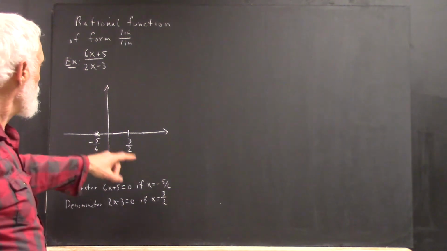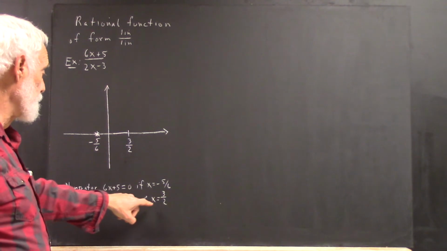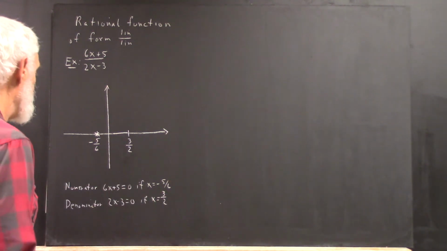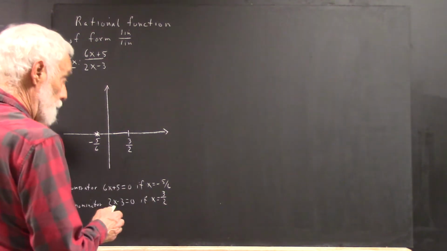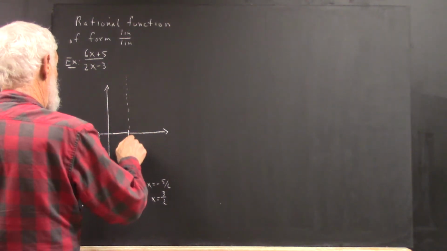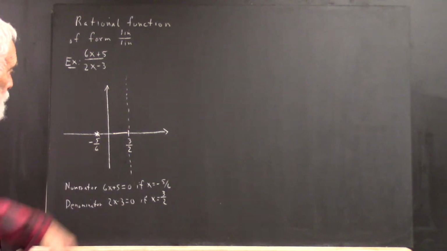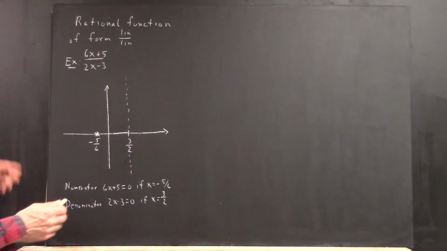Okay? The denominator is 0 when 2x minus 3 is 0. The solution to that is x equals 3/2. Now, when the denominator is 0 and the numerator isn't, that's got to give you a vertical asymptote. So you have a vertical asymptote at x equals 3/2. Now this should be all very familiar.